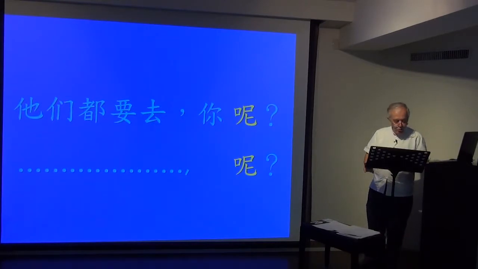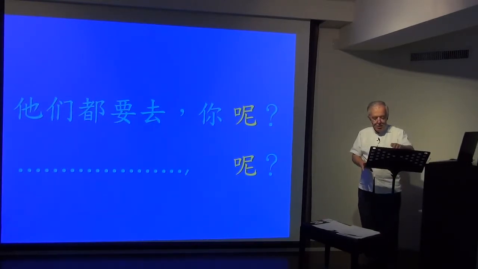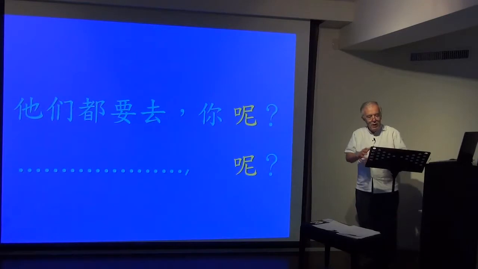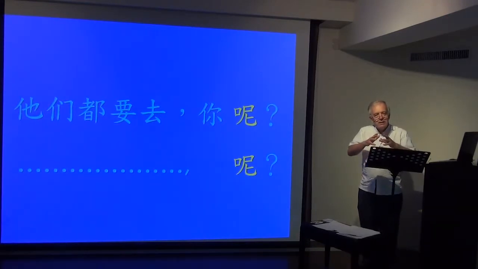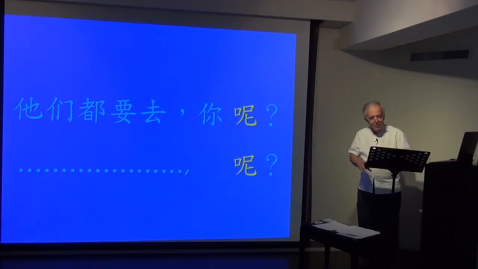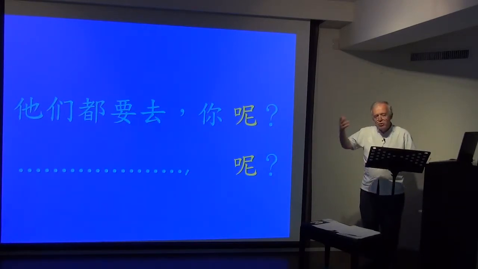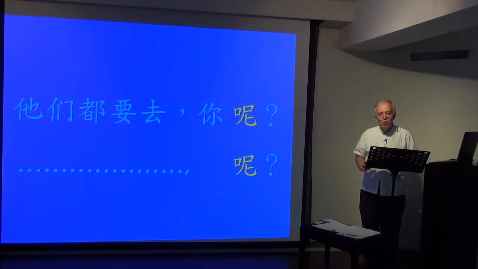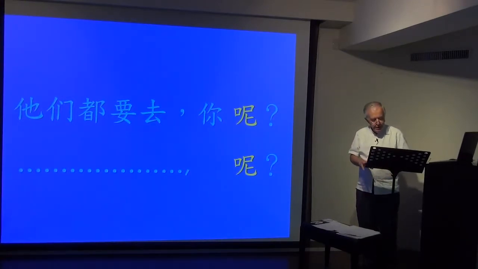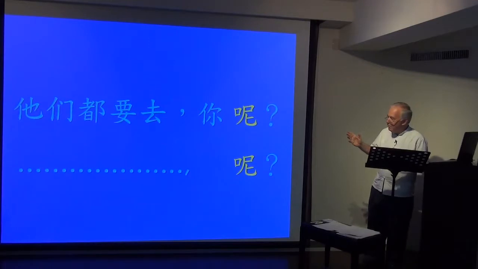But ne is also used at the end of a question in the way that we, in English, will begin a sentence with well, and, but. For instance, 你为什么不去呢? Well, why aren't you going? Everyone else is. Or, 你怎么没有先告诉我的吗? But why didn't you tell me? I expected you to have told me. Okay? So that's the use of ne.